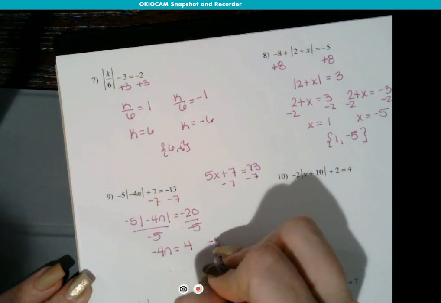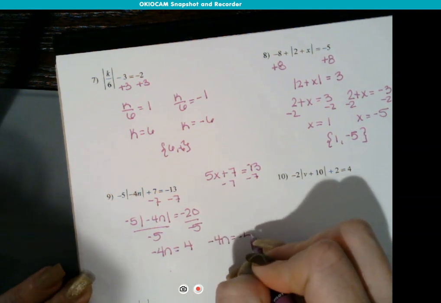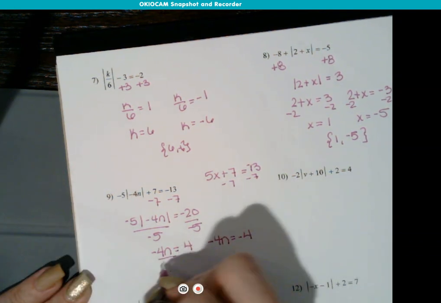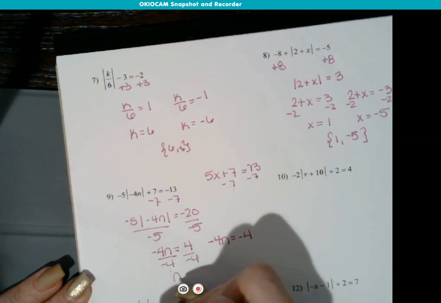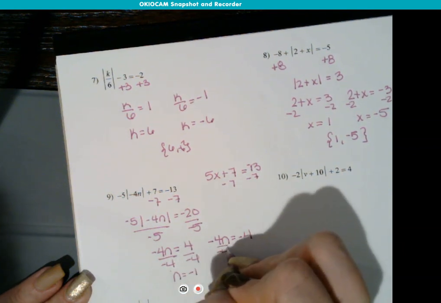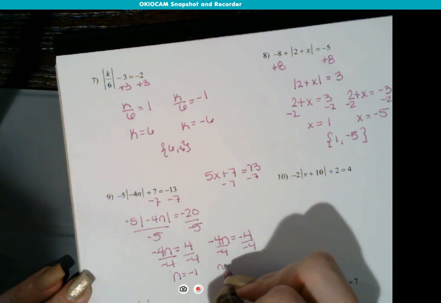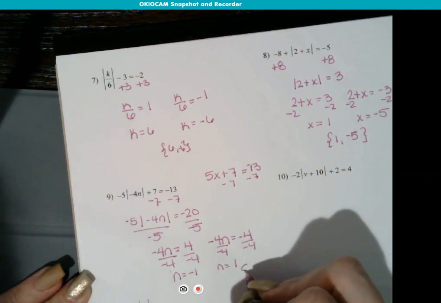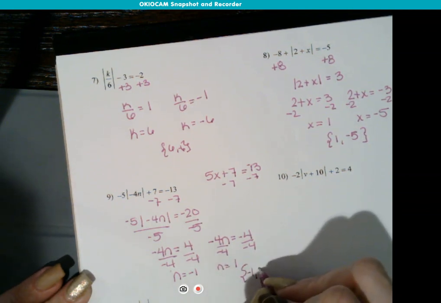So there's one equation, and then here is two equations. And so divided by negative 4, and so n equals negative 1. Divided by negative 4, and n equals positive 1. So my answer is negative 1 and 1.